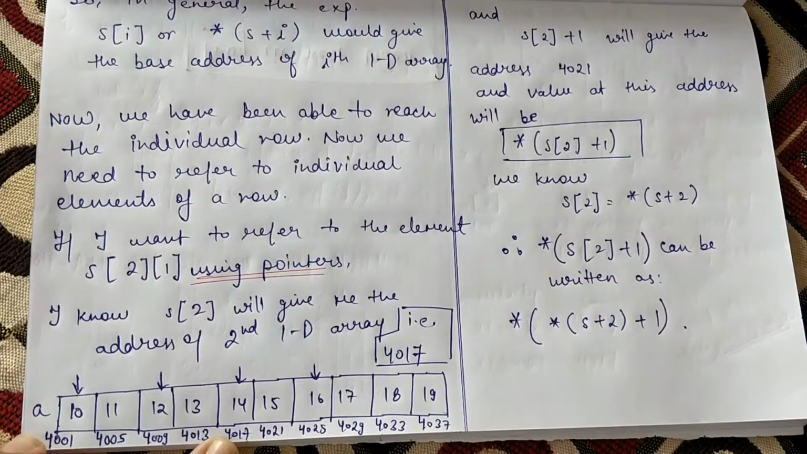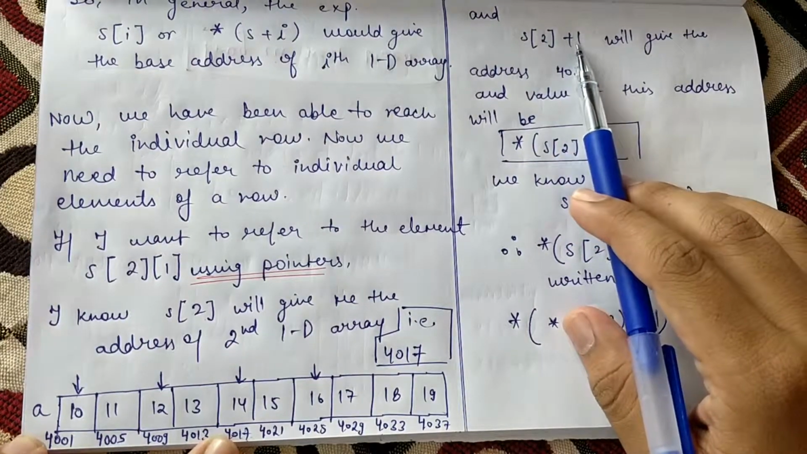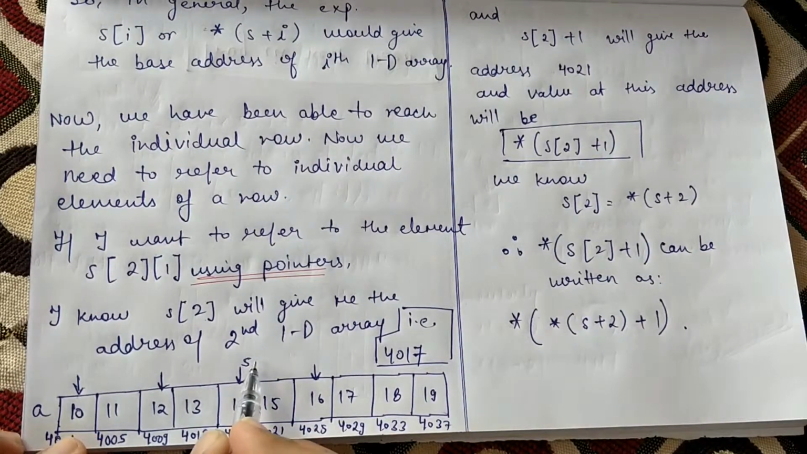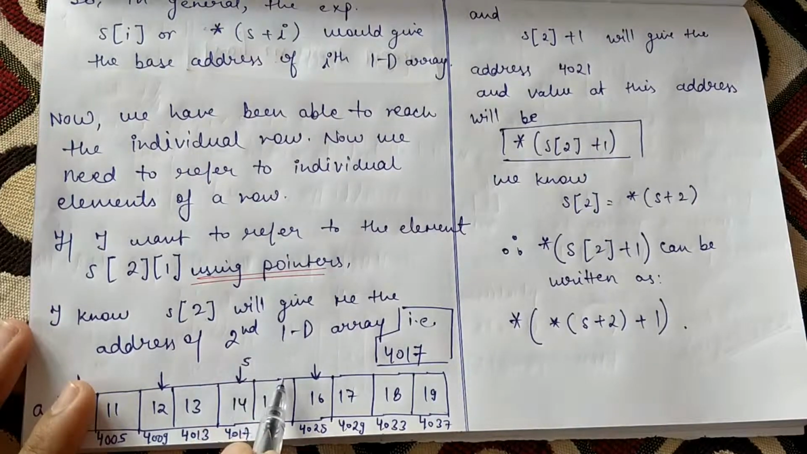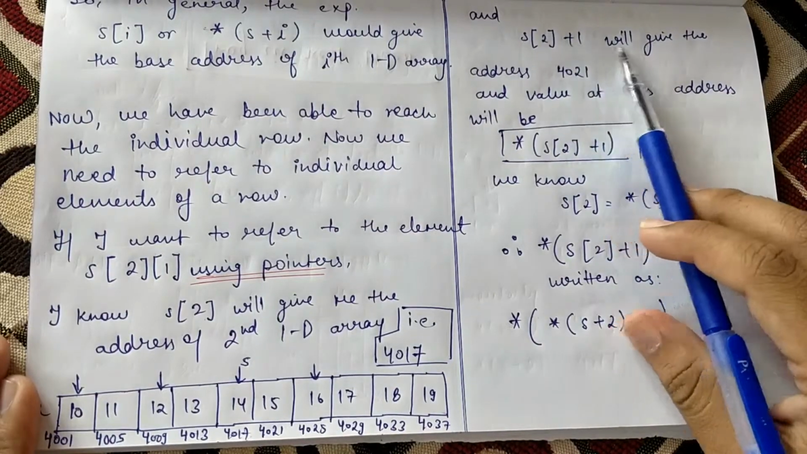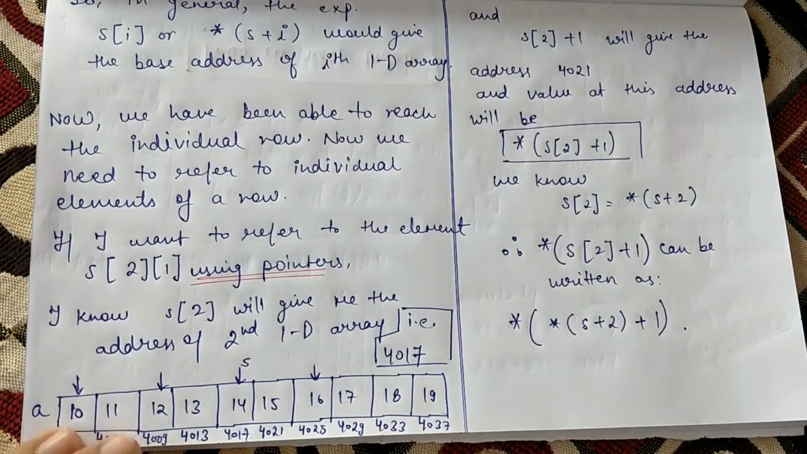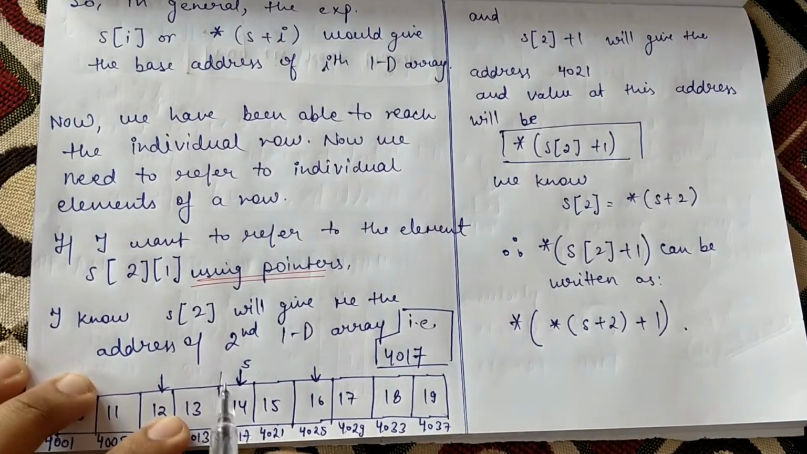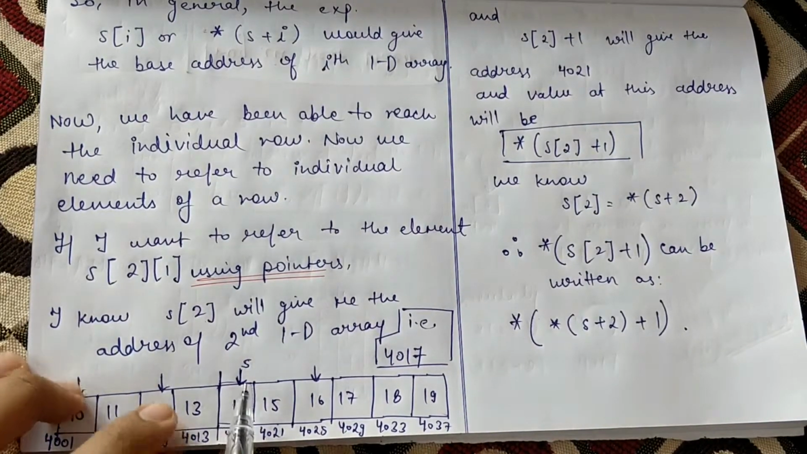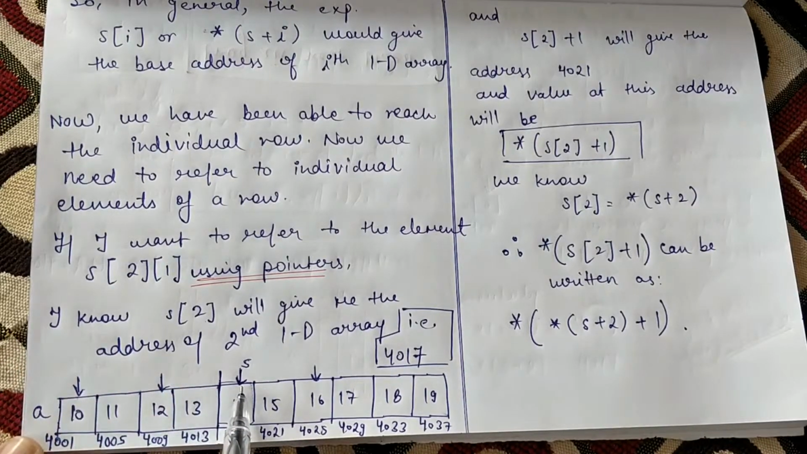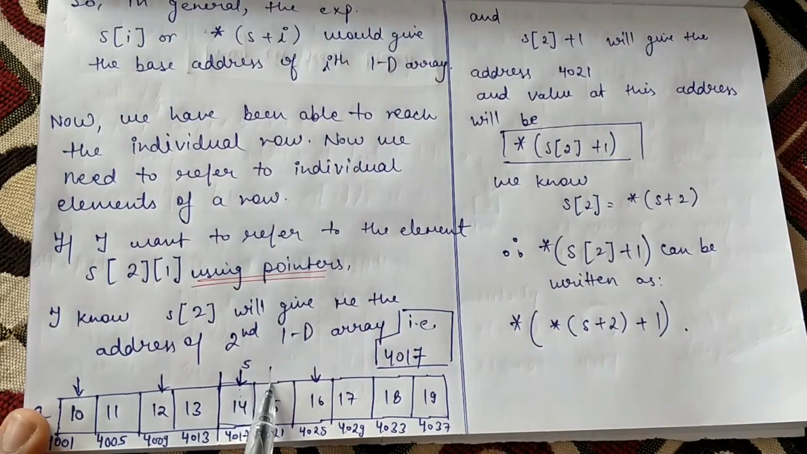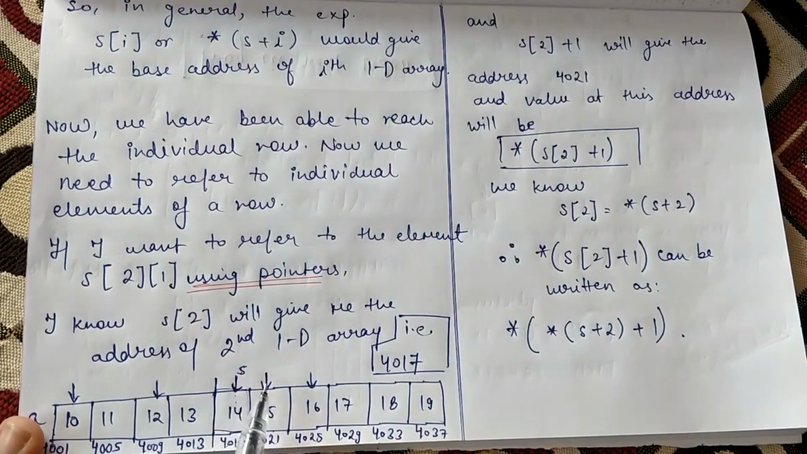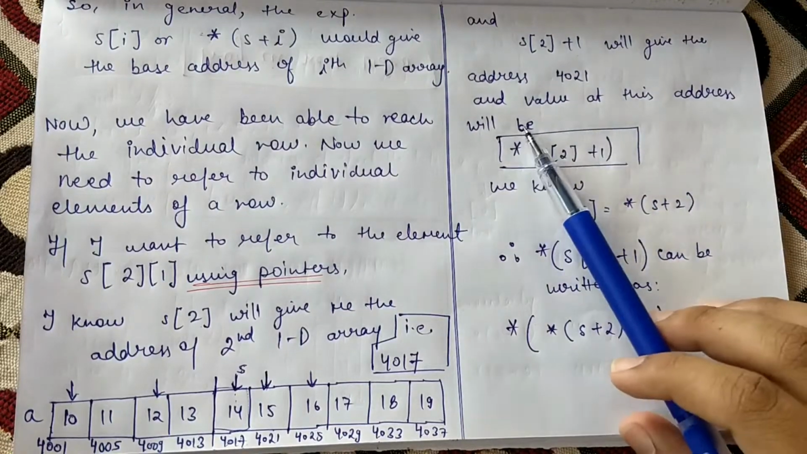That is 4017 here. And when we say s of 2 plus 1, what will happen is, when we say s of 2, our pointer is pointing to this location initially, and when I say s of 2 plus 1, this pointer will start pointing to the next location of the same type. So s of 2 plus 1 will give me the address 4021. So initially when we say s of 2, the pointer will point to this location, and when we say s of 2 plus 1, the pointer will now start pointing to this next location. Okay, so pointer s will come here, and we need to fetch the value at this address.